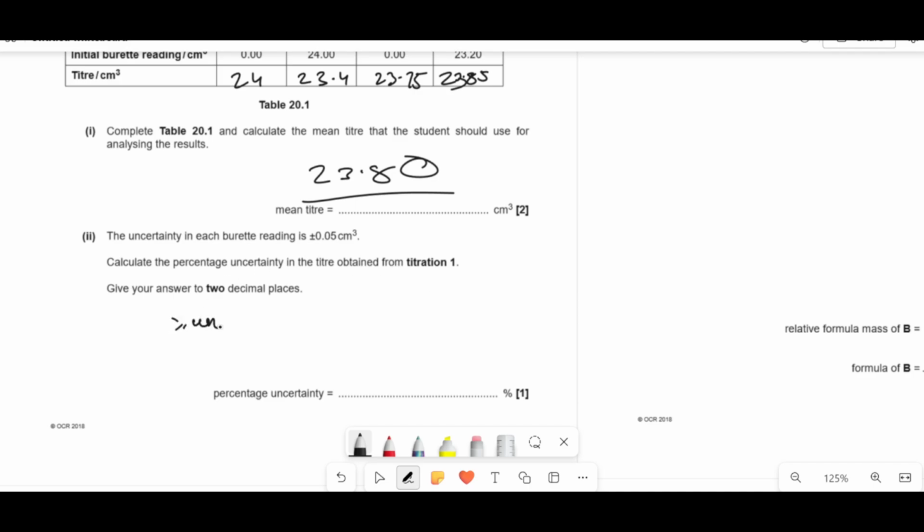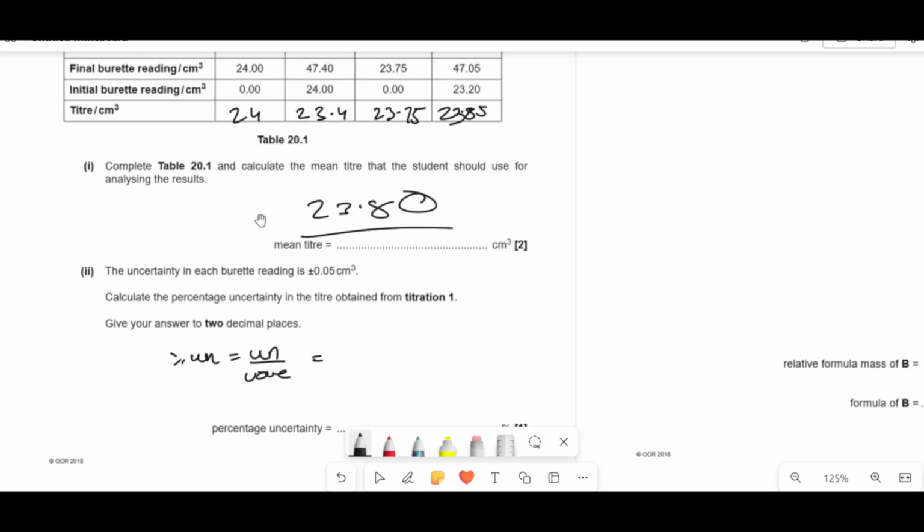So percentage uncertainty is going to be your uncertainty over your value, right? What they did though is they did the initial reading and then the final reading. So they've done 2 times your uncertainty because they've done it twice, which is plus or minus 0.05 over the titration 1 value, which is 24. So if we do that, we get 0.43%, times 100, sorry.